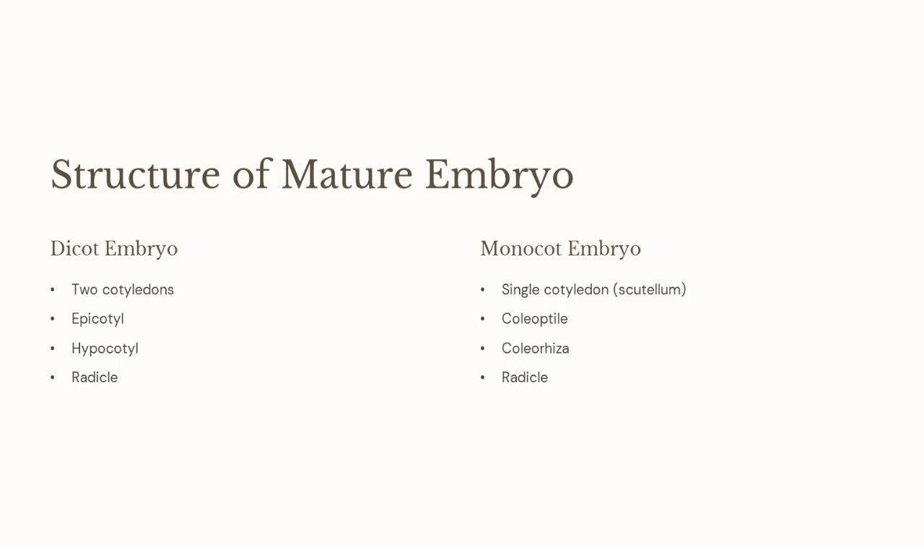The structure of a mature embryo varies between dicots and monocots. Dicots have 2 cotyledons, an epicotyl, hypocotyl, and radicle. Monocots have a single cotyledon called the scutellum, along with a coleoptile, coleorhiza, and radicle.